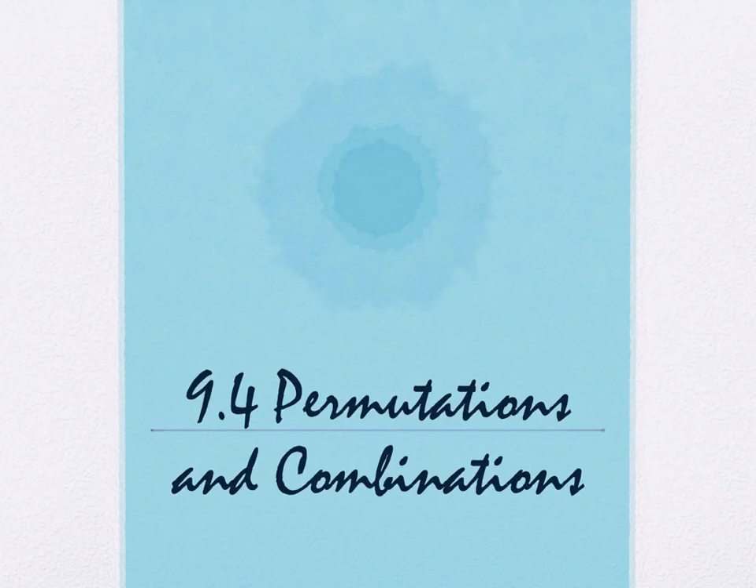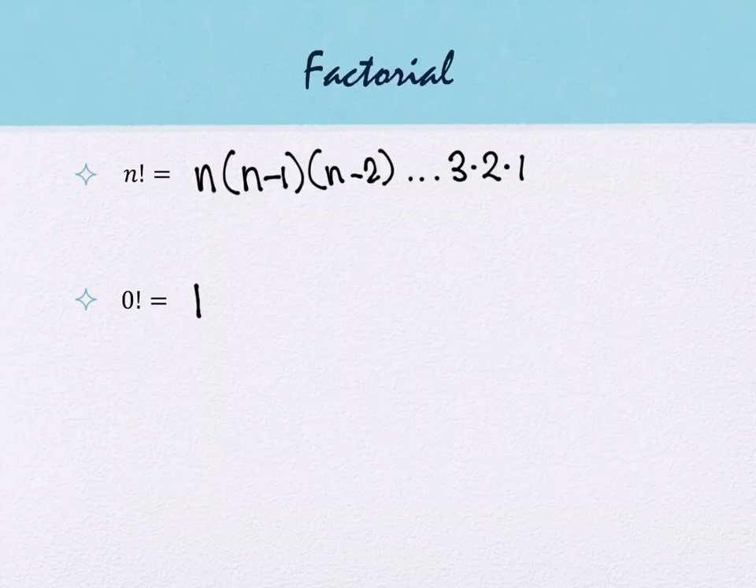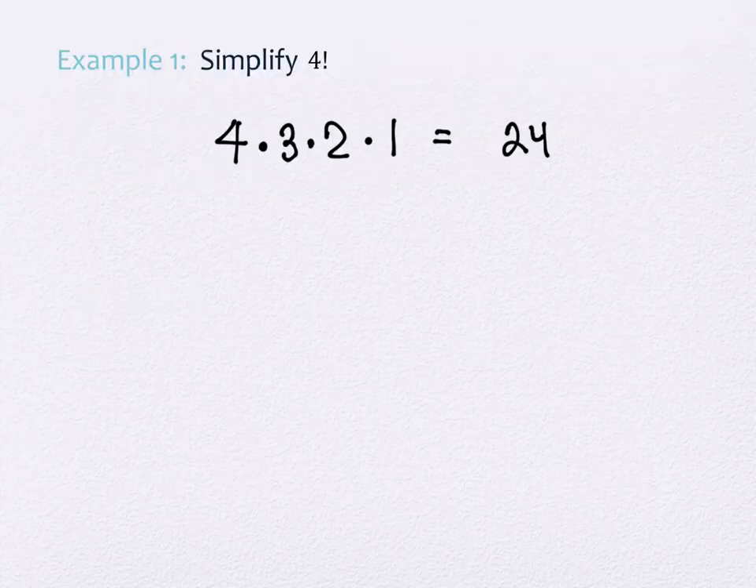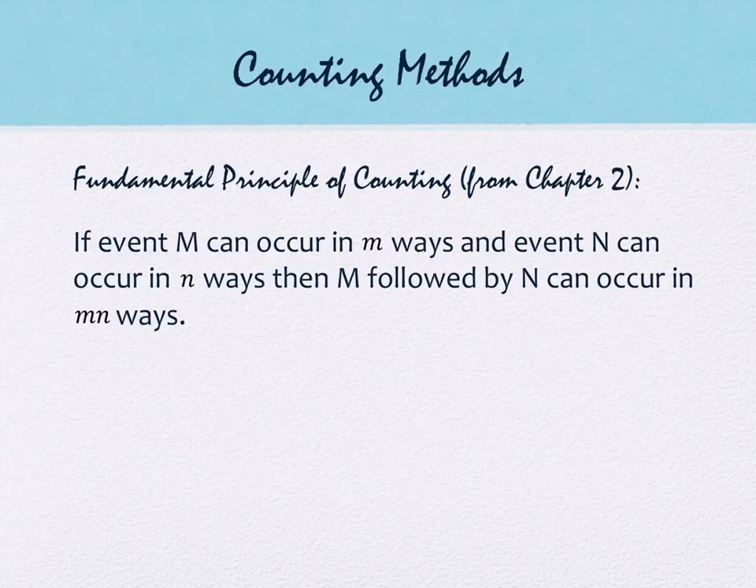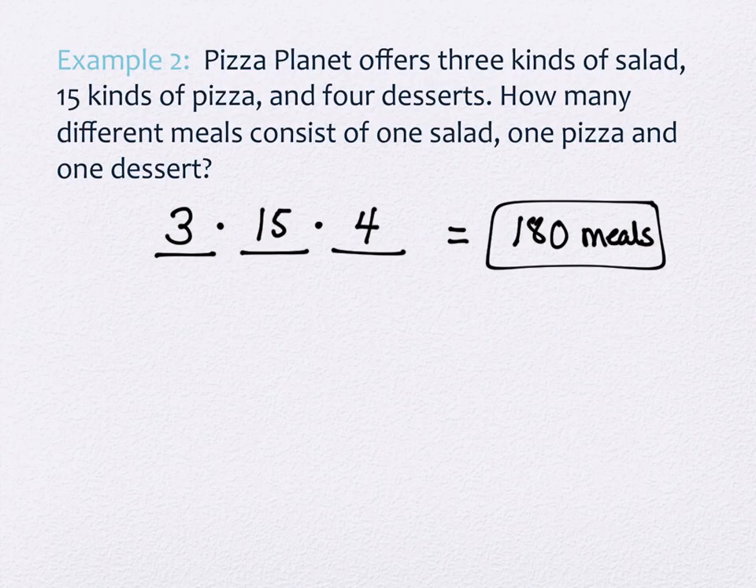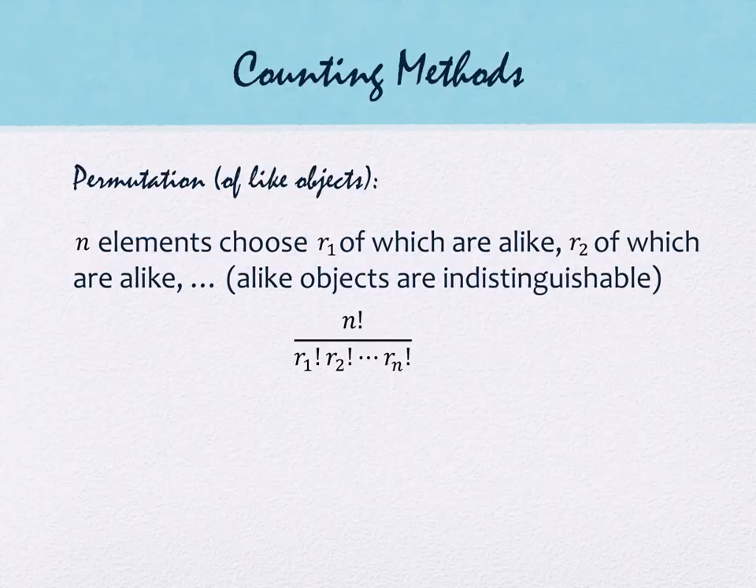All right, we were in the middle of 9.4 when we left last time, and we had taken a look at factorial notation. We had talked about counting methods. This was the first one, the fundamental principle of counting. And we did our example for that one. And then we had talked about permutations of like objects and gave an example, I think, with Starburst.